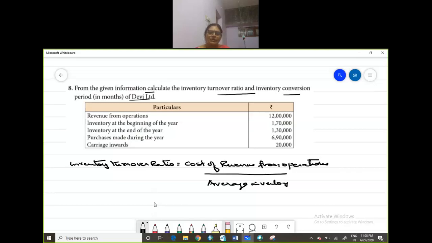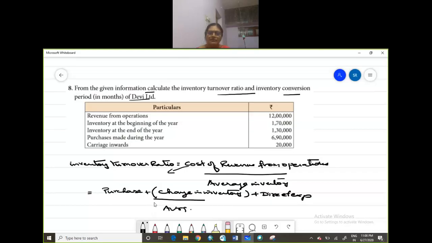Fine. Now let us calculate cost of revenue. Cost of revenue is very easy. How to calculate cost of revenue? Purchase during year plus change in inventory plus direct expense, divided by average inventory. Okay, average inventory.